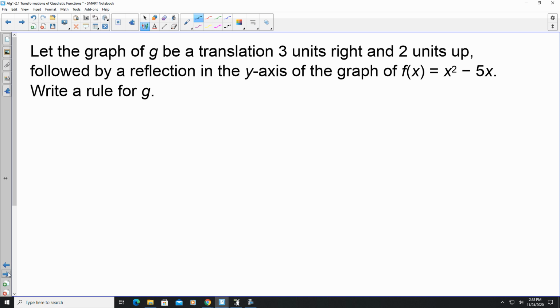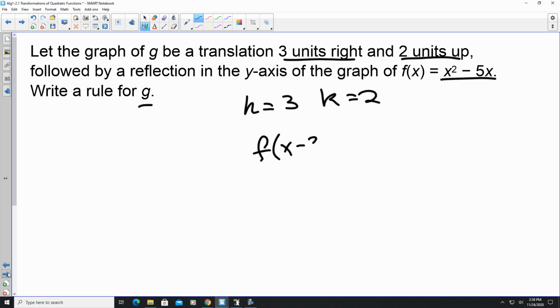For this particular problem, it's telling us to write a rule for g. They want us to use the function x squared minus 5x, and they're telling us that it translates 3 units to the right and 2 units up. So that means we're going to be using h is 3 and k is 2 for this particular instance. So for this function f, because h is 3 and k is 2, you're going to look at it as x minus 3 plus 2.